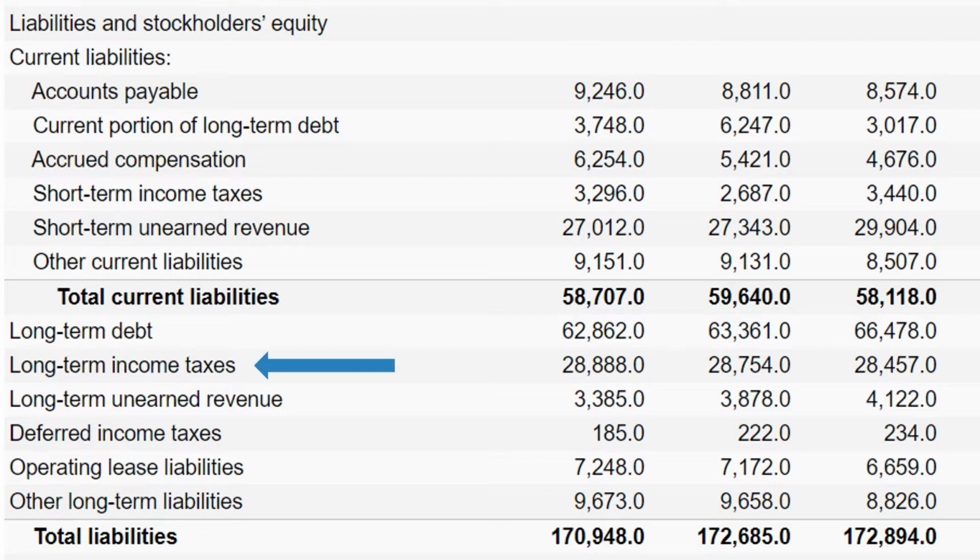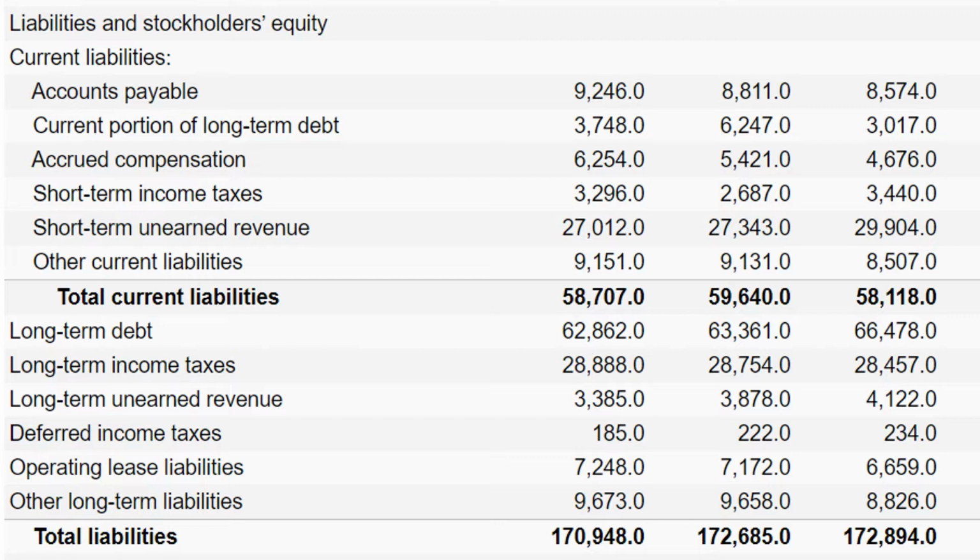Next, you have long-term income taxes. So those are income taxes that the company has deferred and they're going to be due at some point. So Microsoft has $28.888 billion of long-term income tax going to be due at some point. Long-term unearned revenue, so we talked about unearned revenue up above. So they do have some unearned revenue there as well that they're not going to pay this year, but will be due some point down the road. Deferred income tax, those are just other income taxes that the company has deferred.